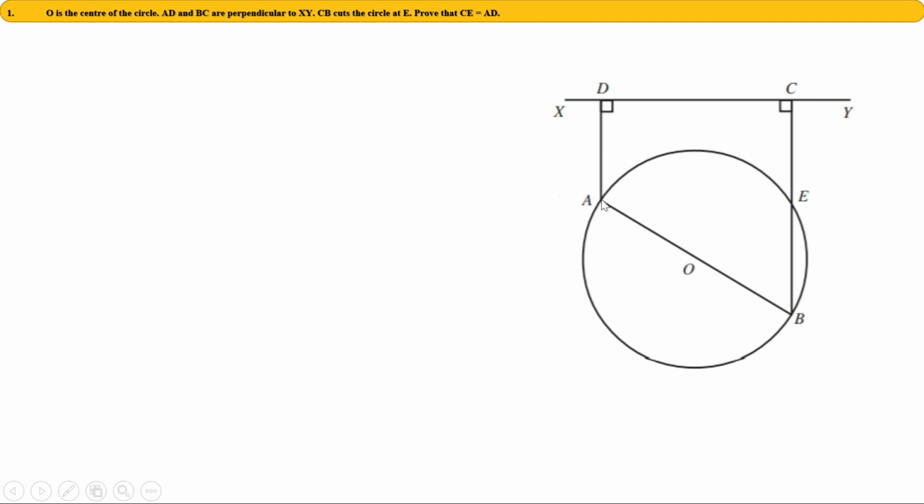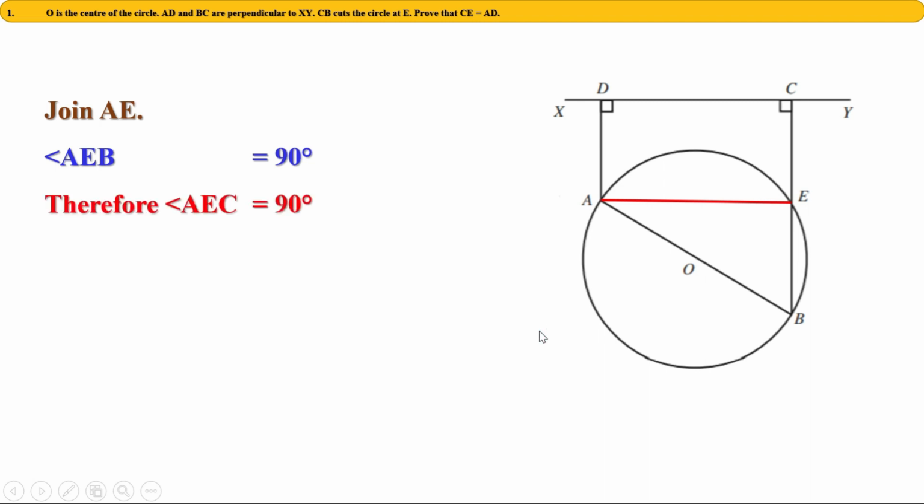First of all, let me join A and E. Now what is this angle? Angle AEB. It is 90 degree because it is in this semicircle. So we can say angle AEB equal to 90 degree. Then what about this angle? That is also 90 degree. We know the sum of these two angles is 180 degree. Since this angle is 90 degree, angle AEC is also equal to 90 degree.